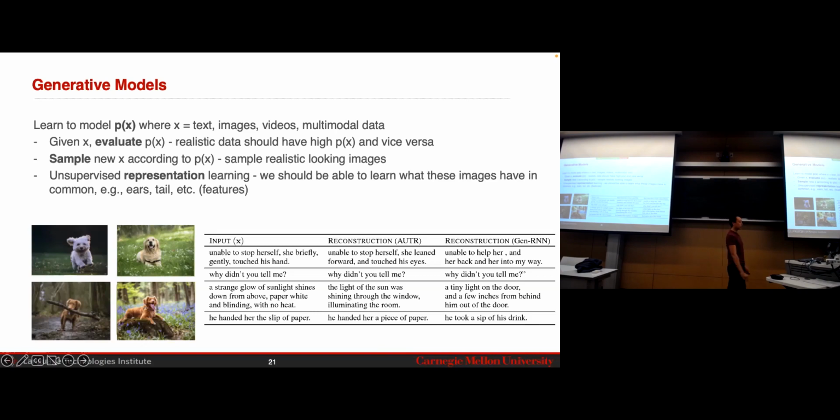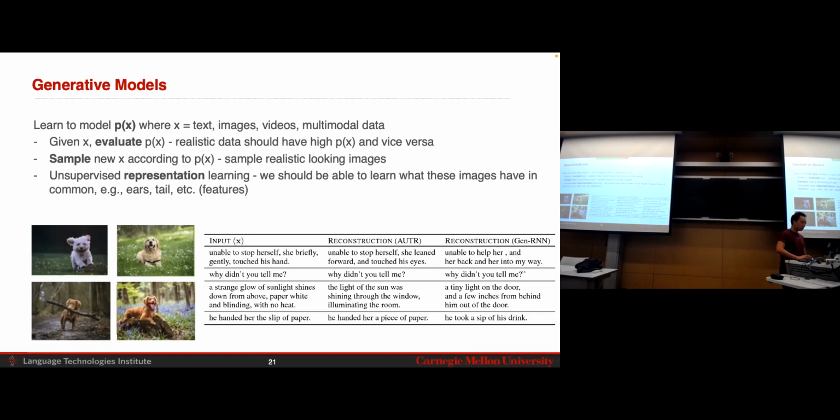Instead of learning a classifier P of Y given X, you're going to try to learn a generative model, P of X, where X is any samples of data that you have, text, images, and so on. And ideally, this P of X should serve two purposes. Given some X, some input data, you should be able to evaluate how high the likelihood is, evaluate P of X. So realistic data should have high P of X and nonsense should have low P of X. And you should also be able to sample from P of X. So defining a parameterization of P of X, you should be able to sample new X according to the high density regions. That should correspond to realistic looking images, realistic looking sentences, and so on.